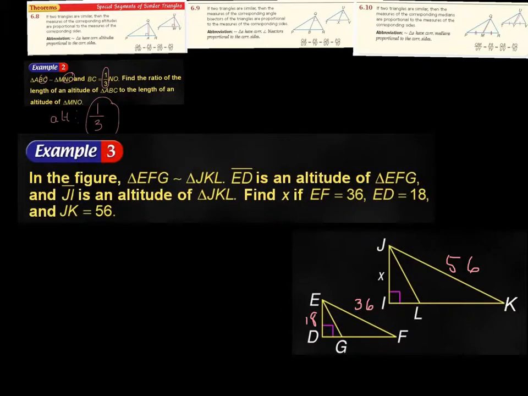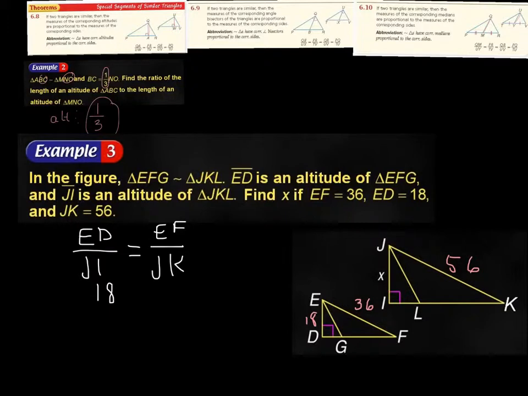In the figure, triangle EFG is similar to triangle JKL. ED is an altitude of triangle EFG, and JI is an altitude of triangle JKL. Find x if EF is 36, ED is 18, and JK is 56. So our relationship: ED is to JI, so those are our altitudes, as EF is to JK. And so we can just fill in our numbers and do cross products.